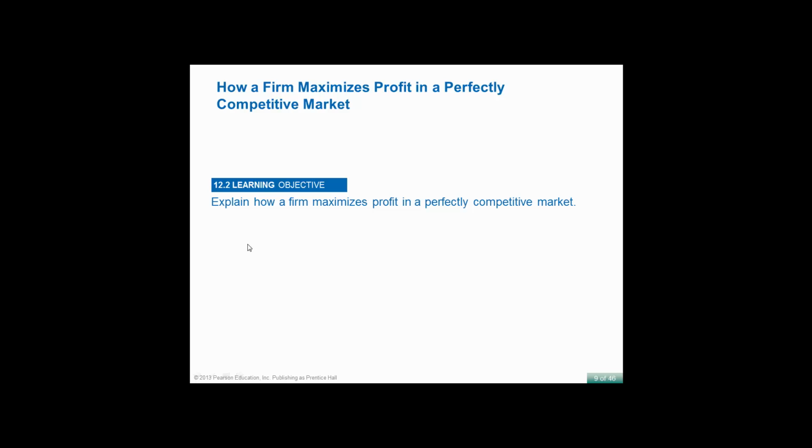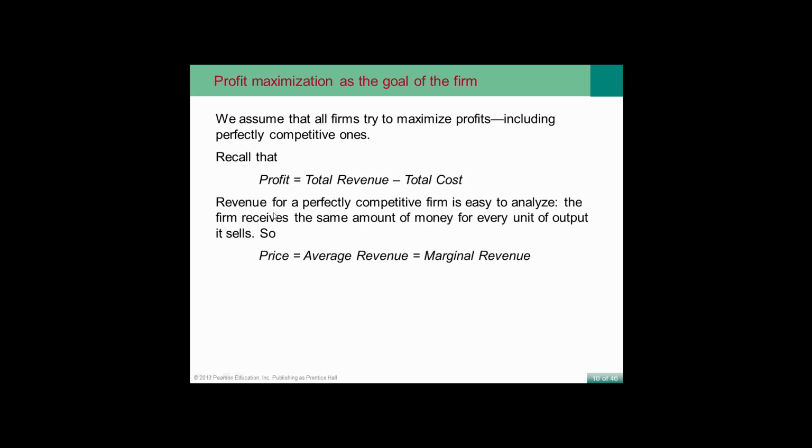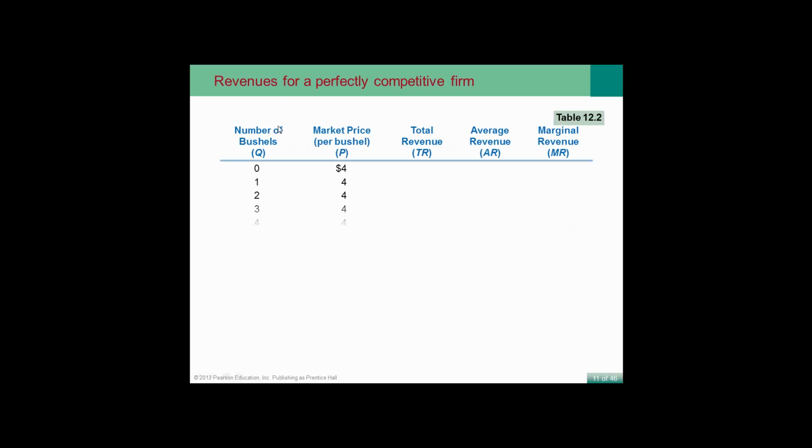So how can a firm maximize its profit in a perfectly competitive marketplace? We assume that all firms try to maximize profit, including perfectly competitive ones. Recall that profit equals total revenue minus total cost. Revenue for a perfectly competitive firm is easy to analyze. The firm receives the same amount of money for every unit. So price equals average revenue, which also equals marginal revenue. That's because the per unit revenue doesn't change.